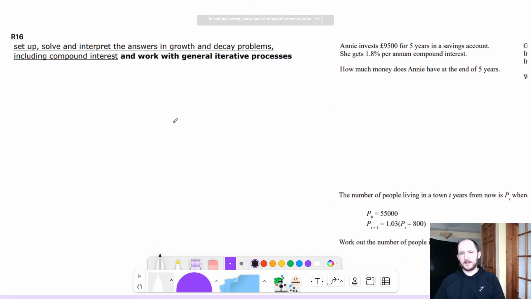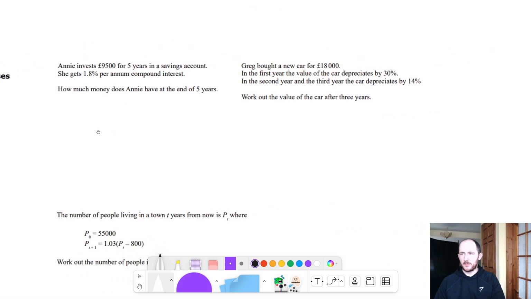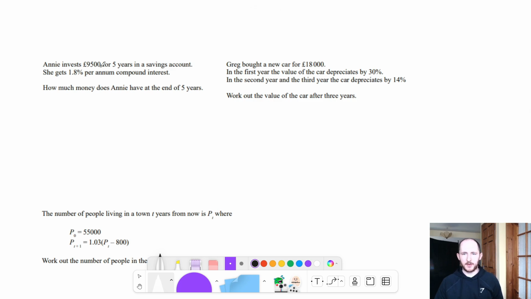Okay, so we have growth and decay. This is pretty much the exact same as compound interest. We've already done a couple of these before, but let's go through it. We're going to do the exact same thing as before. 100% plus 1.8, so 101.8% is our percentage increase. Again, don't forget the percentage sign, very important, and 5 years. That's literally all you're doing.